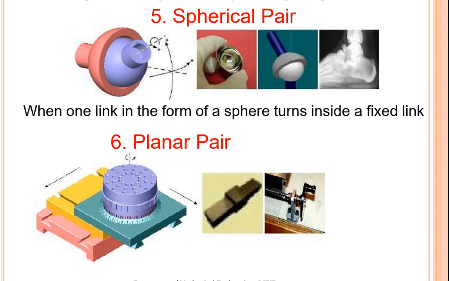Further, if you take the spherical pair, the best example is a joystick, where we can expect the axis motion to be in different directions. Here the sphere turns inside the fixed link so that it senses where it has to move. Further, if you take a planar pair, you can see a table which is going to move in two axis directions, and also rotate the workpiece. So like this, in a plane, you can expect the motion to be present.